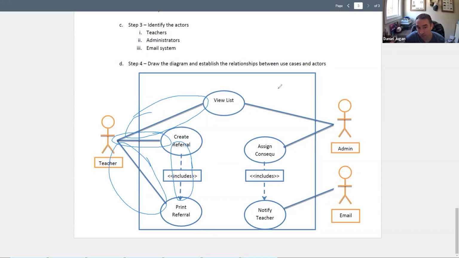You could also modify that to say teachers and administrators can view the list of all of the referrals that have been created, or you could keep it as two separate sentences. It doesn't matter. Then you would say administrators can assign consequences for referrals that have been created, which includes notifying the teacher of the consequence. The email system is responsible for notifying the teacher when that happens. And that's it.